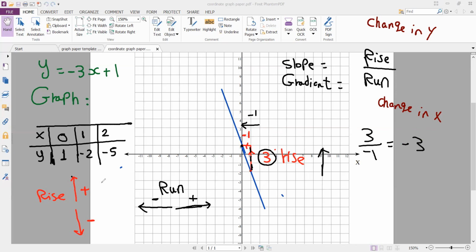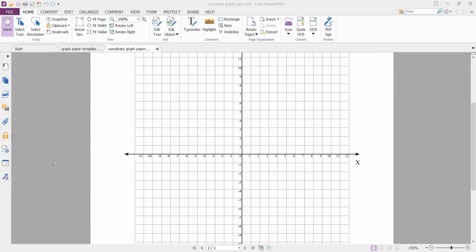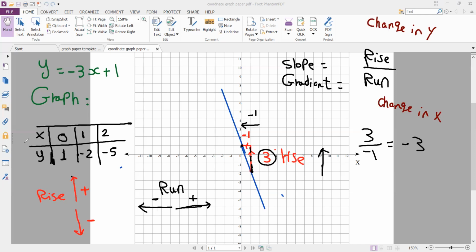And we have another way to find the gradient. Just take 2 points, like here. This point, what are the 2 coordinates of this point? It's 1 and -2. And what are the 2 coordinates of this point? It's 0 and 1. We can find the gradient using this way if we have 2 coordinates, 2 points.